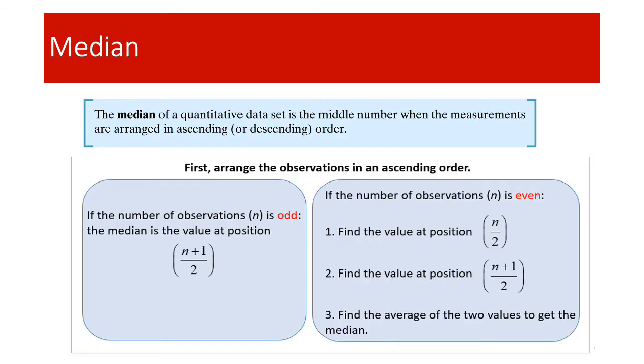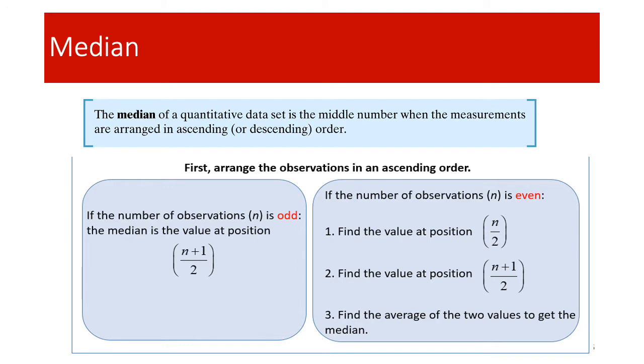The median. The median of a quantitative data set is the middle number when the measurements are arranged in ascending order. How do we follow this process? Well, the first thing we have to do when finding the median is to put the data into ascending order. If the data set has an odd number of observations, then the median is at the position (n plus 1) divided by 2, n being the number of observations. That will give us the exact central point of the distribution.